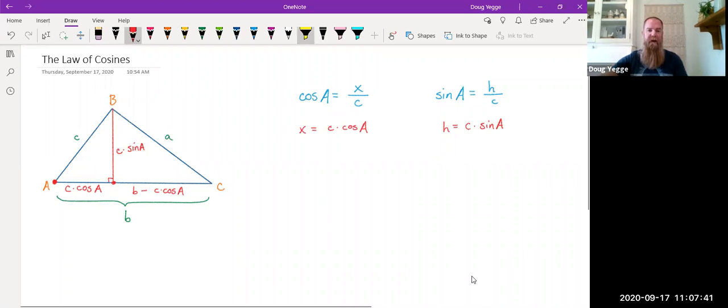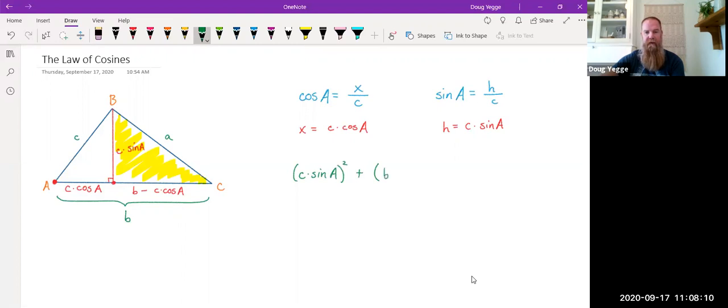So we're going to focus now on this triangle right over here. And we're going to see the relationship here by using the Pythagorean theorem to show that there's a relationship between some of these sides here. So the Pythagorean theorem says to take C times sine of A squared and add to it B minus C cosine A squared, and that should be equal to A squared.